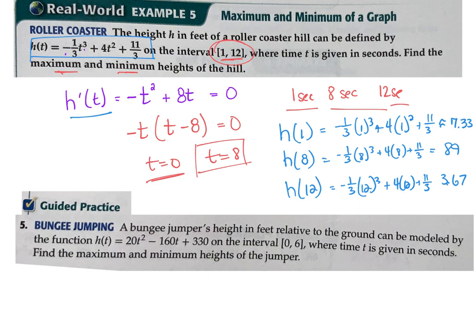Now, they want my maximum and my minimum. So we are going to say my maximum happens at 8 seconds with a height of 89 feet. My minimum happens at 12 seconds with a height of 3.67 feet.